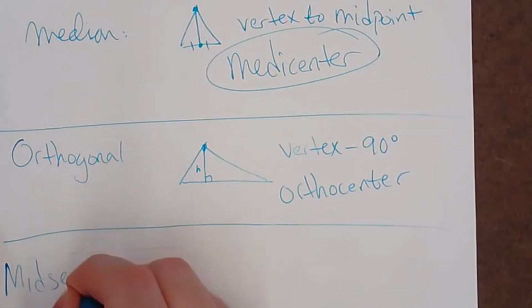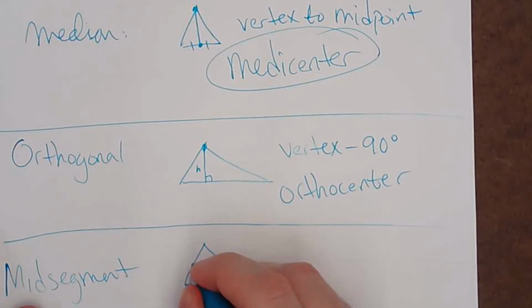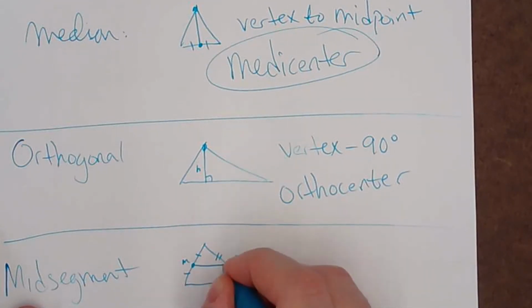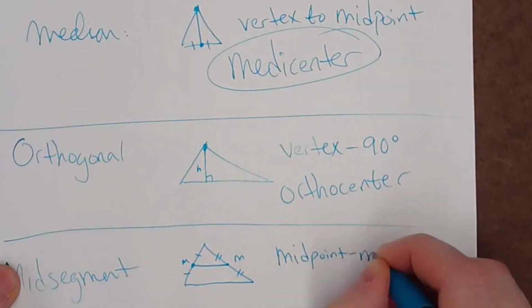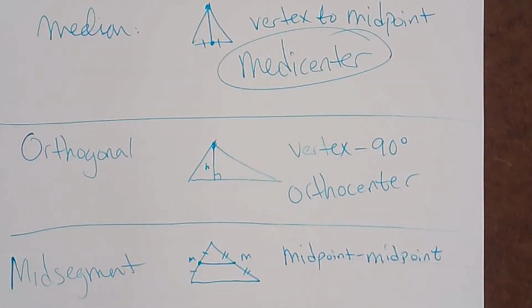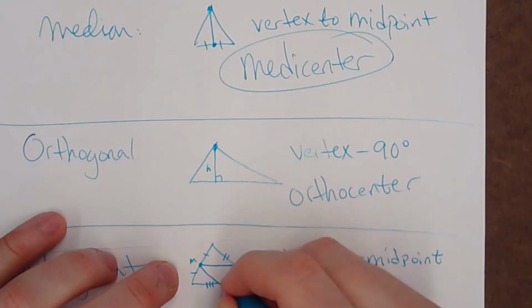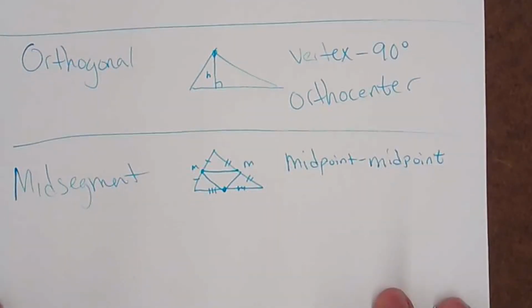Mid-segment. Here's an example of a mid-segment. Midpoint to midpoint. That's a mid-segment. They have no center, right? If we were to do all of them, we'd get this. There is no segment for the mid segments, right? They just make the Triforce.